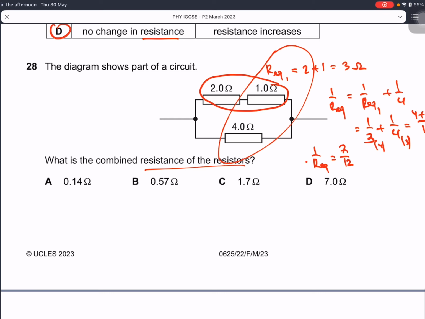So now reverse them, or simply cross product, and find R equivalent back. R equivalent is going to be 12 over 7, or simply 1.7 ohm. Simply C.